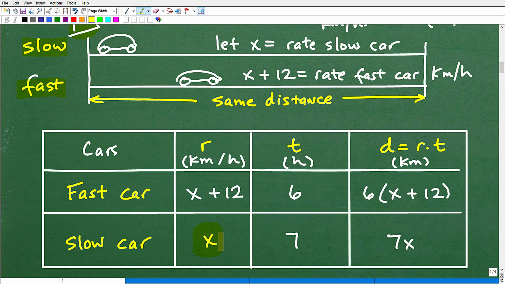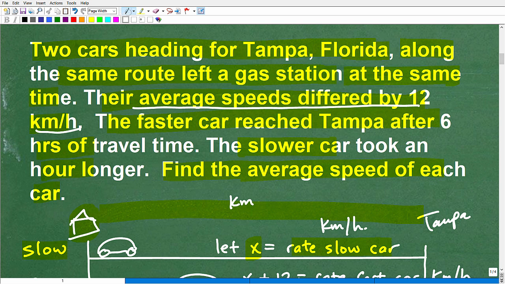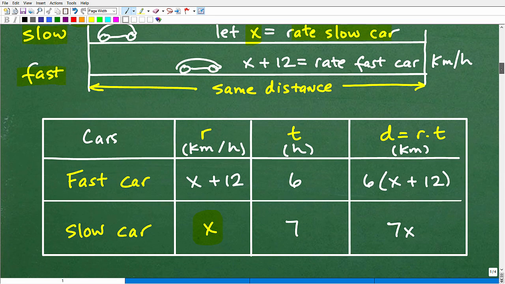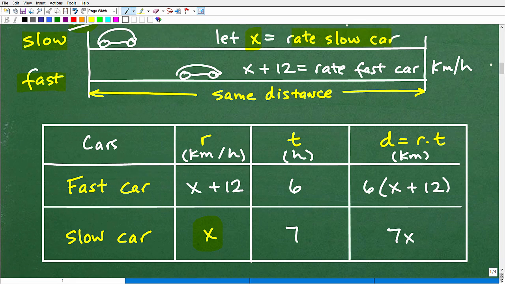Remember, we said for the slow car, we're going to let x be the rate of the slow car. And we know it took 7 hours. How do we know it took 7 hours? Well, the fast car went to Tampa in 6 hours, and the slow car took an hour longer. So we have to go back and pull information again, read and reread, to figure this out. So the slow car was going x kilometers per hour, and it took 7 hours. That's its time. Remember, it's in hours.